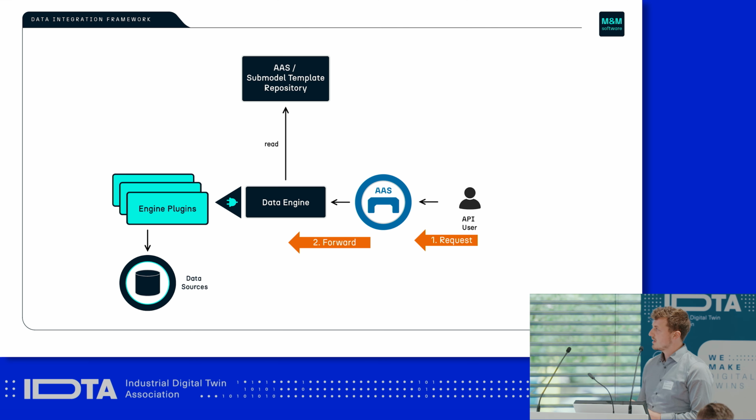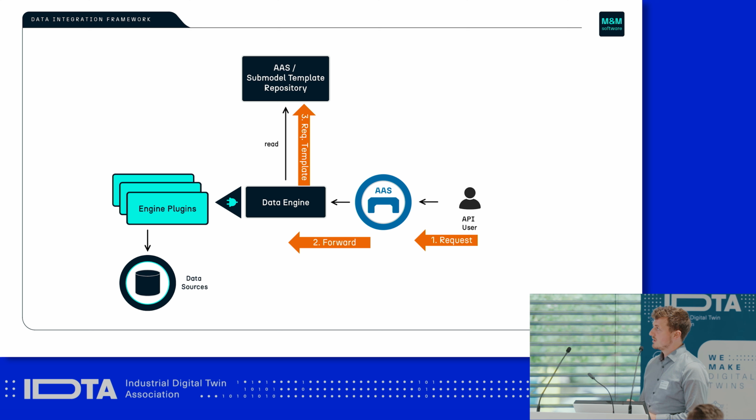The data engine now has the responsibility to create asset administration shells or submodels on the fly, on request, with live or real-time data. And for this, first it needs to fetch a template to know about how the AAS or the submodel should look like in the end.